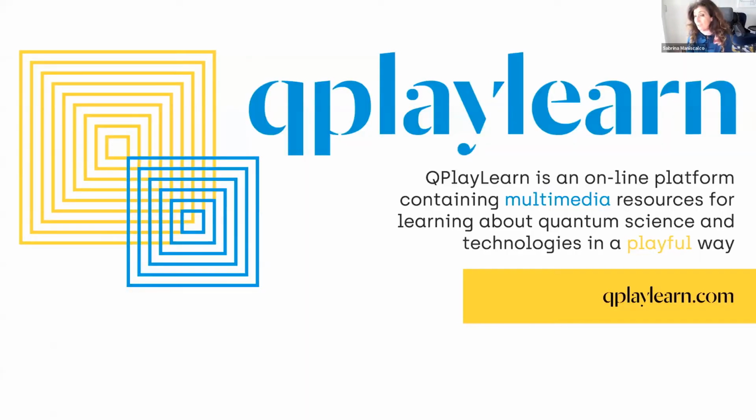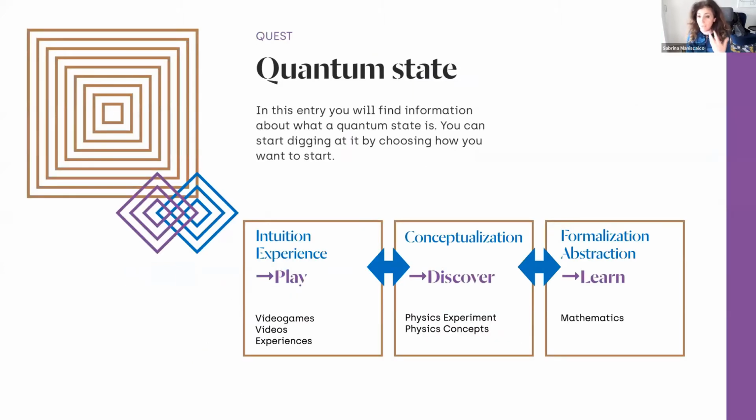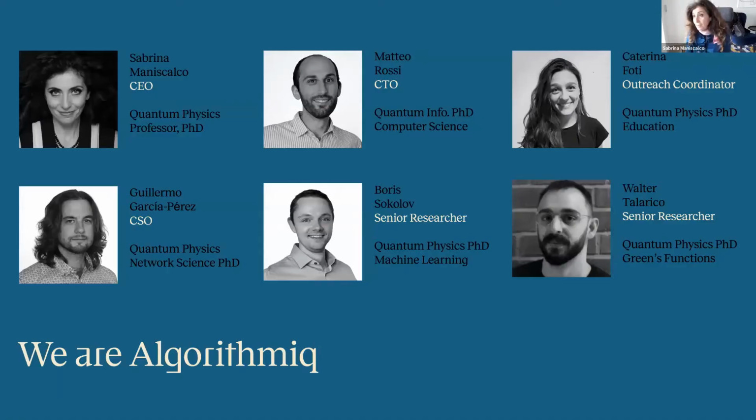And then the last thing I would like to say is that we also have a sub-product of Algorithmiq called QPlayLearn. It's an online platform containing multimedia resources to learn about quantum science and technology in a playful way. Our idea is that it is important not only to understand the physical concepts and the mathematics behind quantum theory, but also to build intuition and engagement. We very often use games and videos, an approach which stimulates different types of intelligence. We have these three different ideas: play, discover, and learn. At the moment we are just a small team, and we are in the process of expanding and at the same time preparing for the Series A funding round. This is everything about Algorithmiq I would like to share with you.